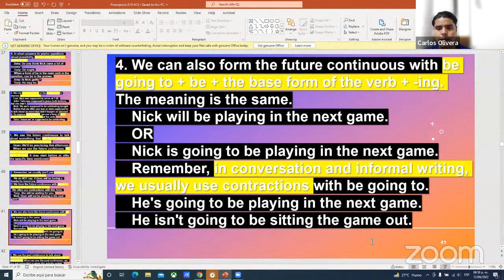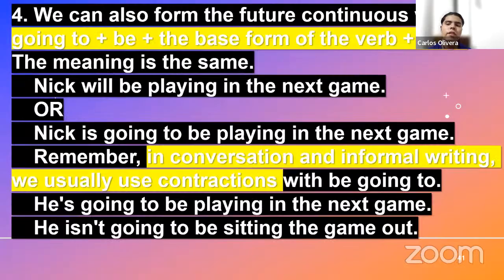Okay, for example, here. We can also form the future continuous with be going to, by the way, plus be plus the base form of the verb plus ing. The meaning is the same. Look at the comparison we have here. Nick will be playing in the next game. That will be exactly the same as saying Nick is going to be playing in the next game.